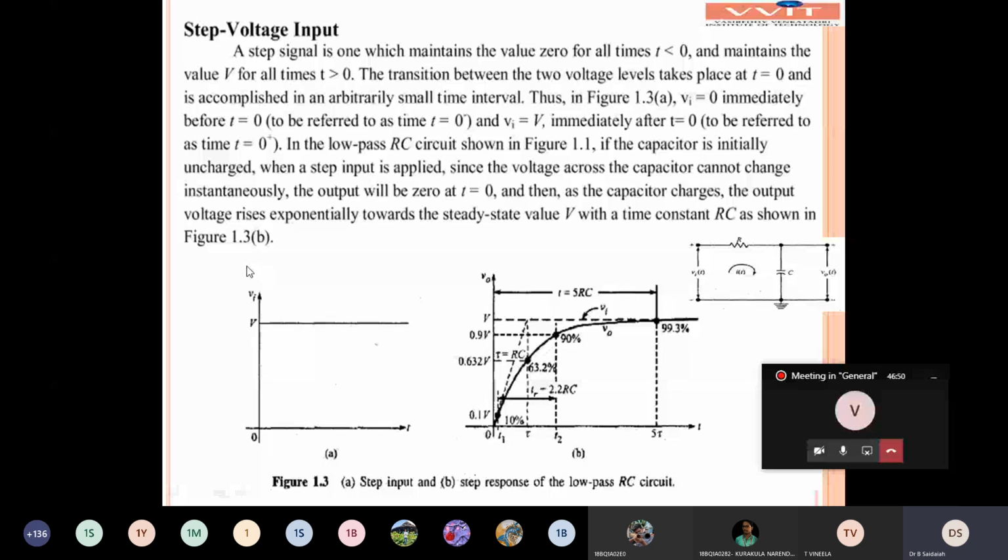Next, coming to the circuit, the low pass RC circuit. Initially we are assuming the capacitor is uncharged. Uncharged means what is the voltage across the capacitor? I am assuming it is 0. So the voltage across the capacitor will be 0 initially. Now you are applying at t equal to 0 plus some positive step voltage, so a sudden change in the input voltage occurs at t equal to 0. But, important, the capacitor cannot be charged or discharged instantaneously.